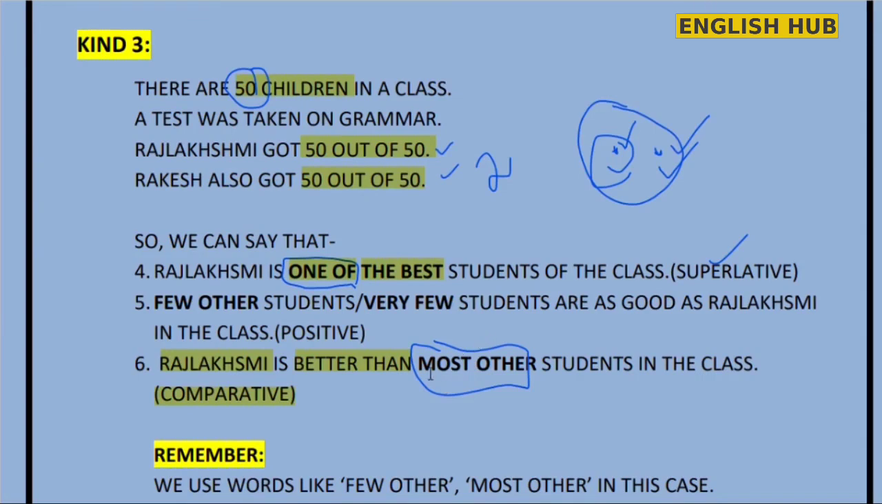This part is clear? Then we are coming to the positive case. In the positive case, we have to write as good as. Now how we will state this sentence? We can write few other students, isn't it? There is only one person, only one child, Rakesh, who is as good as Rajlakshmi, isn't it? So we will write over here, few other students or very few students are as good as Rajlakshmi in the class. Only a few number of students have got marks like her. That is why we can write few other or very few students, anything.